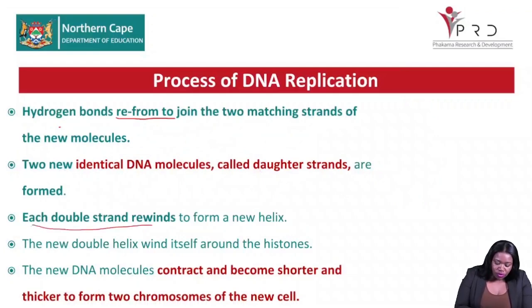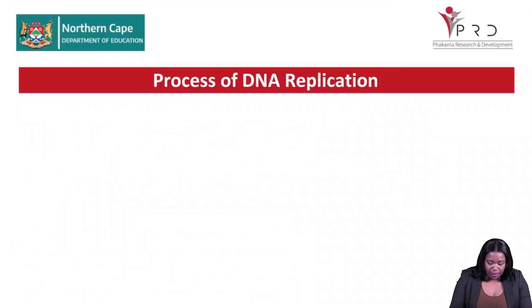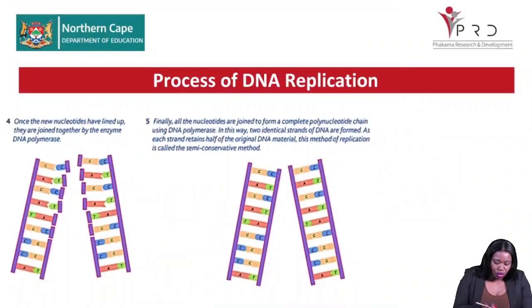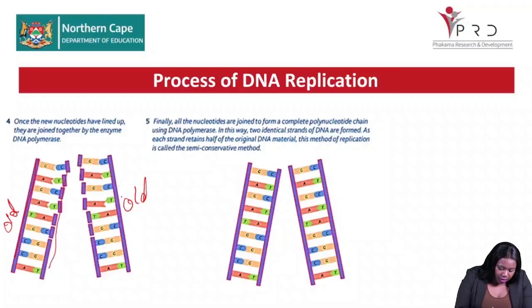Now, each double strand will rewind to form that new helix, and the new double helix will wind itself around what we call the histones, right? Okay, let's just have a look at that again. So as we can see now here, this is our old strand, and this is our old strand, right? And then over here, these two would be our new strands.